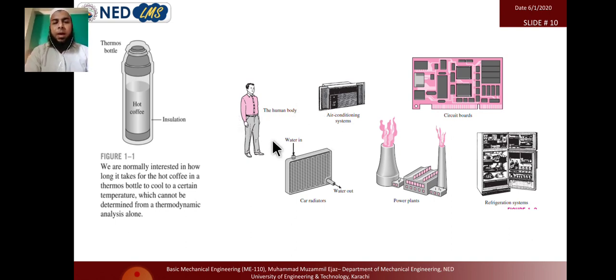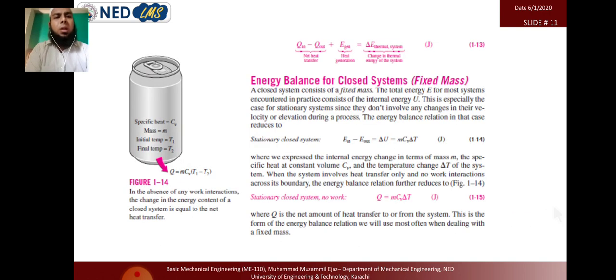We have many applications of heat transfer, like the car radiator. The IC engine of a car or motorcycle radiates heat through the radiator into the environment. The air conditioning system absorbs heat from inside the room and gives it out outside, as we discussed. The circuit board of a computer, power plants, and refrigeration systems are all applications of heat transfer.